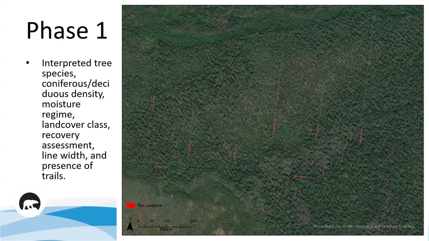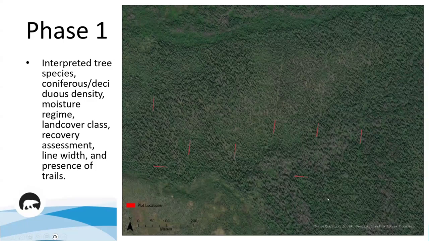It also should be noted that we're getting a single call for each one of these plots. So all these calls are going to be at the plot level. We're not going to be breaking up the plot at all. So we're getting deciduous density across the plot. We're going to get one call for moisture regime in the plot, things like that.